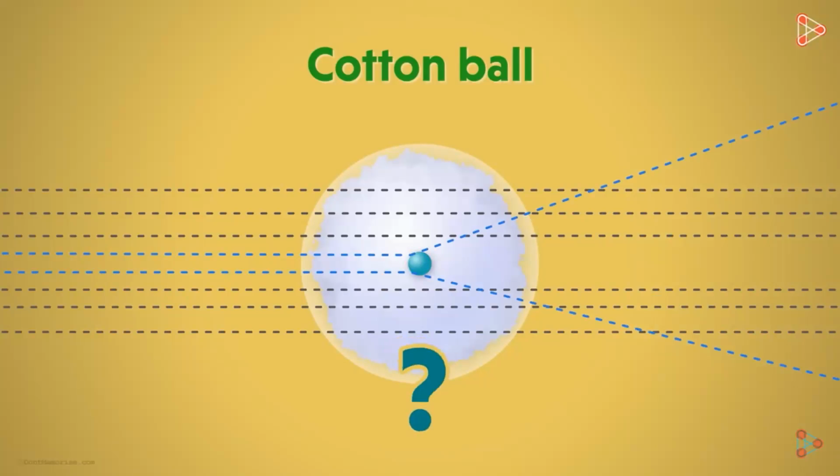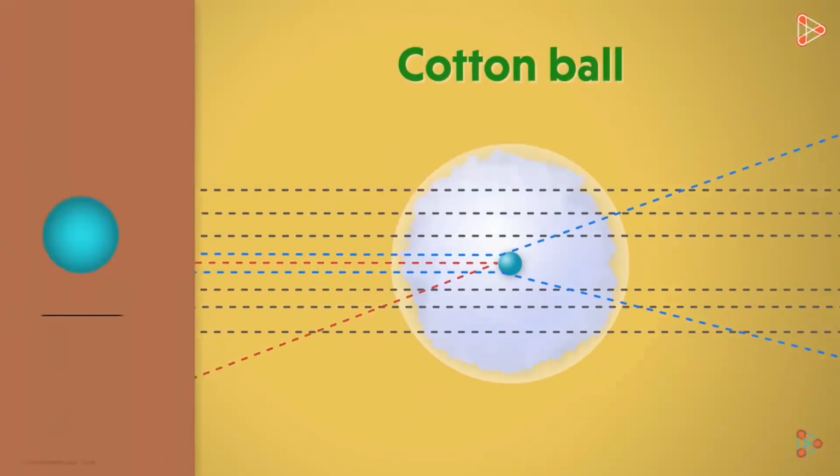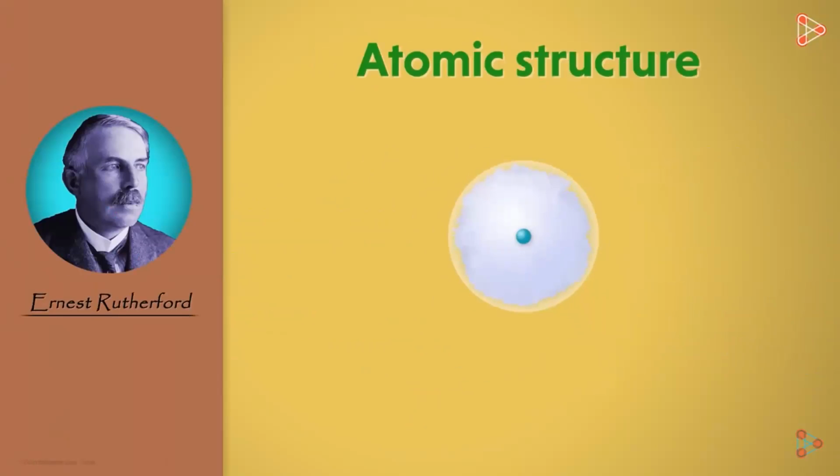Lastly, what happens when a bullet hits the center directly? Needless to say, it will bounce back, because we know that the central dense mass is too hard for the bullet to pass through. So very few bullets will bounce back. This is analogous to what Rutherford had inferred about the atomic structure.